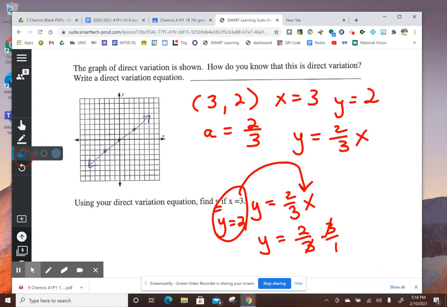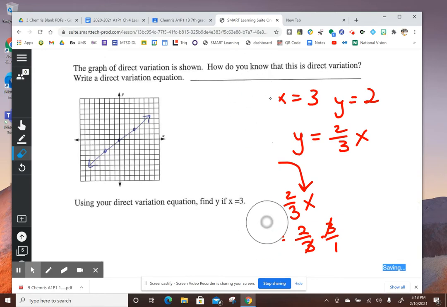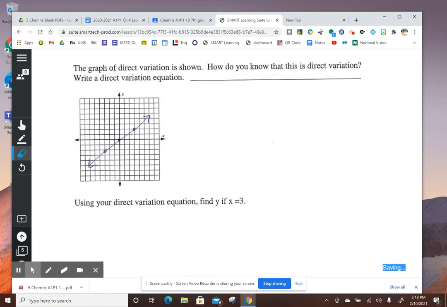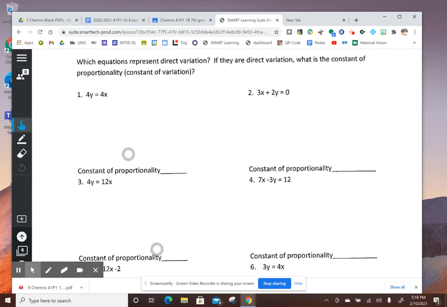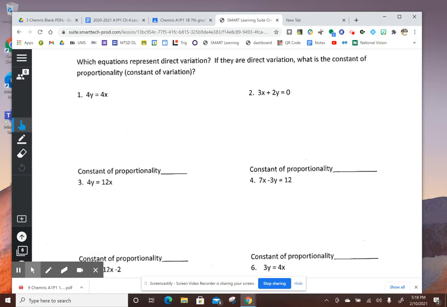Okay, now let's turn the page. And this is 4b. And this just gives us practice saying which equations represent direct variation. If they are direct variation, what's the constant of proportionality or the constant of variation?